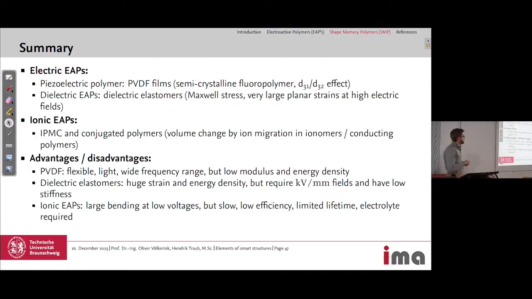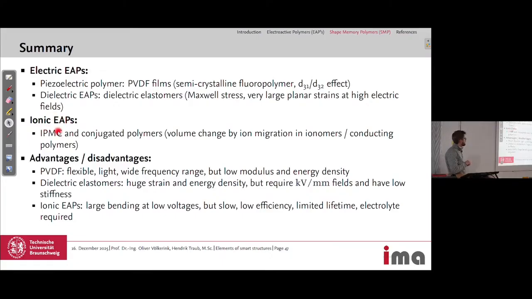We have talked about shape memory polymers. Then we have the electroactive polymers like piezoelectric polymers, PVDF films, which are semi-crystalline fluoropolymers, where we use the D31 and D32 effect. We have the dielectric electroactive polymers, the dielectric elastomers, where we use the Maxwell stresses and have very large planar strains at high electric fields. This is the one with the compliant electrode we looked at from the top in the video.